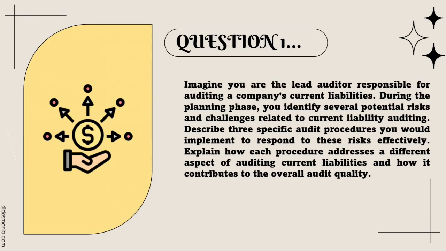Imagine you are the lead auditor, responsible for auditing a company's current liabilities during the planning phase. You identify several potential risks and challenges related to current liability auditing. Describe 3 specific audit procedures you would implement to respond to these risks effectively. Explain how each procedure addresses a different aspect of auditing current liabilities and how it contributes to the overall audit quality.